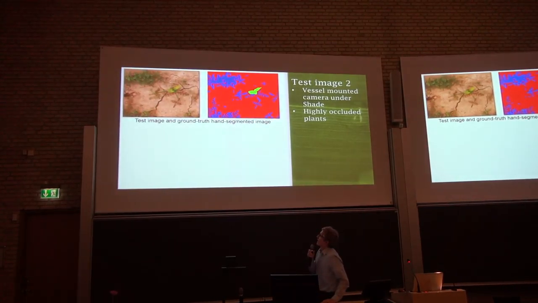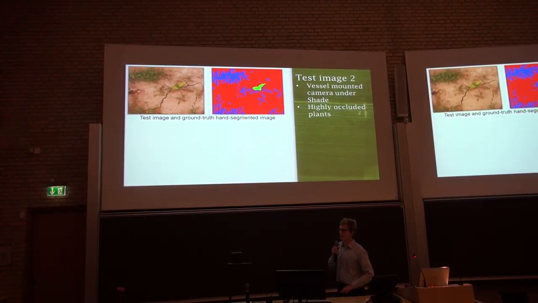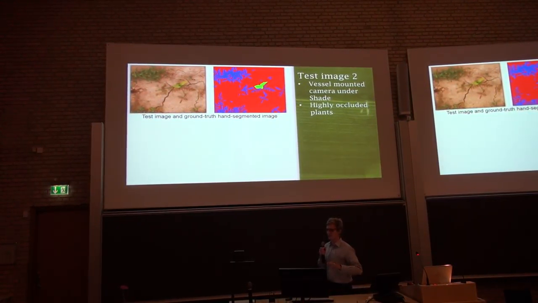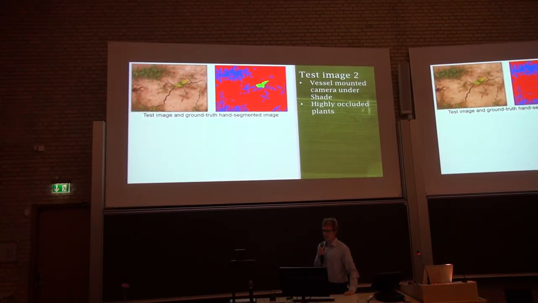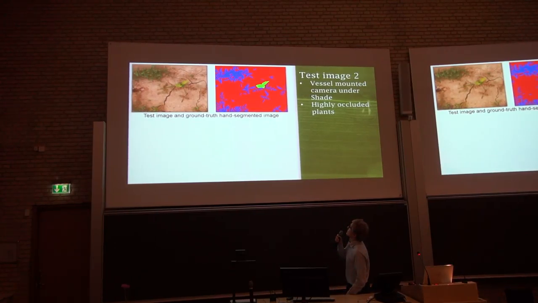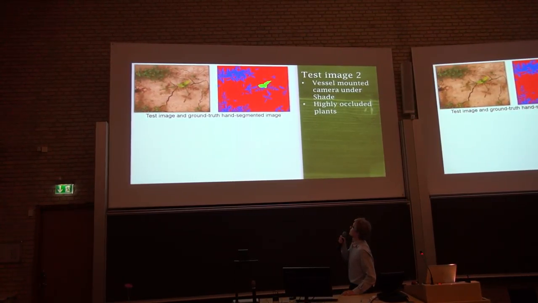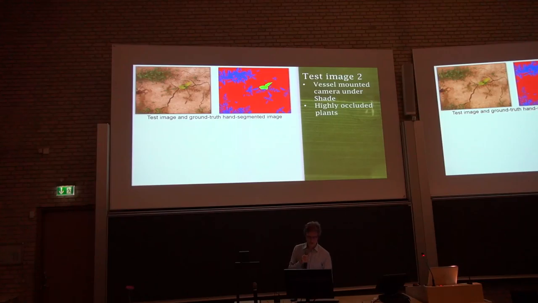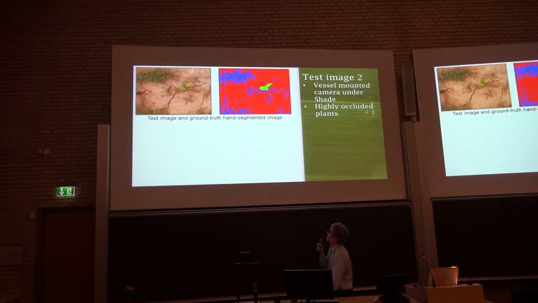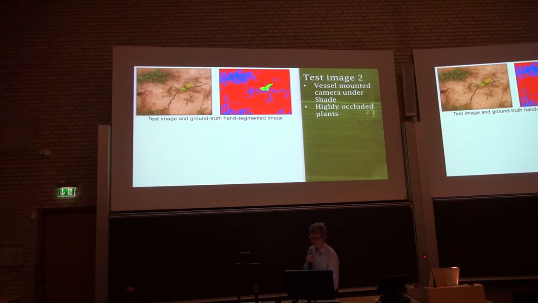Another example, which is a little harder, is this image taken using a moving vessel, and there was a shading so that you get nice lighting on these images. But as you can see, there's quite a lot of occlusion in this image, and the maize plant is small compared to the image that I showed before. You can also see that the maize is a little stressed, it's yellow, and the weeds are also harder to detect here actually, because they are reddish in the stems.